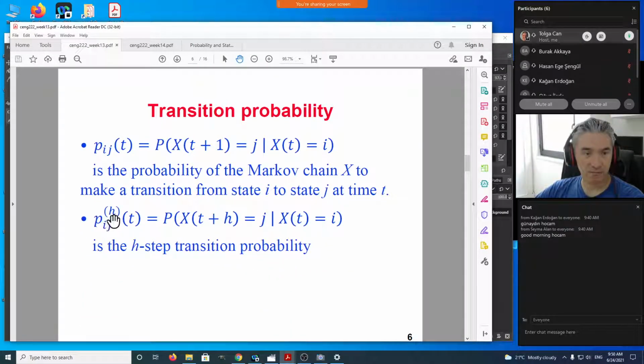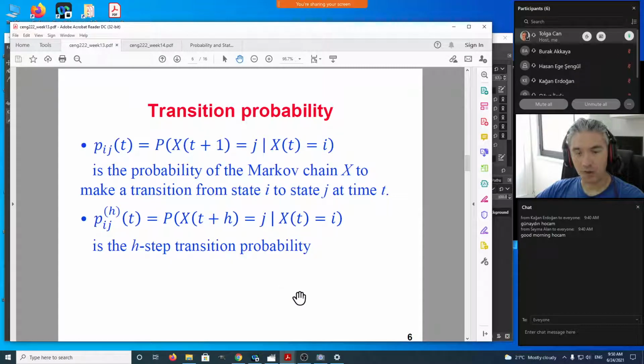And here is the superscript that we introduced, the H-step transition probability, which means that in these discrete time steps, H time points after T, the probability that we are going to be at state J, given that we were at state I at time point T. So this is called the H-step transition probability. And if you know the one-step transition probabilities, you can always compute this analytically.